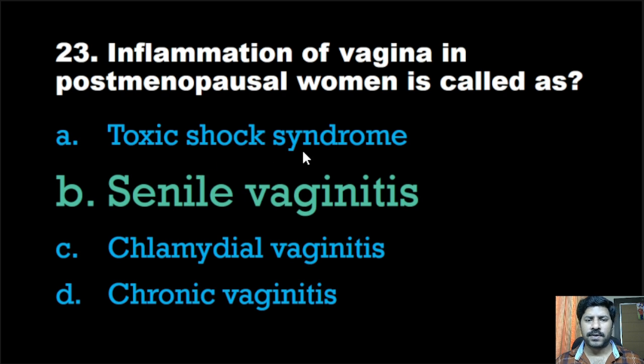Toxic shock syndrome, if you don't know, is caused by Staphylococcus aureus bacteria producing endotoxins. These toxins will spread into the blood and cause severe anaphylactic reactions, and it will lead to death if untreated.